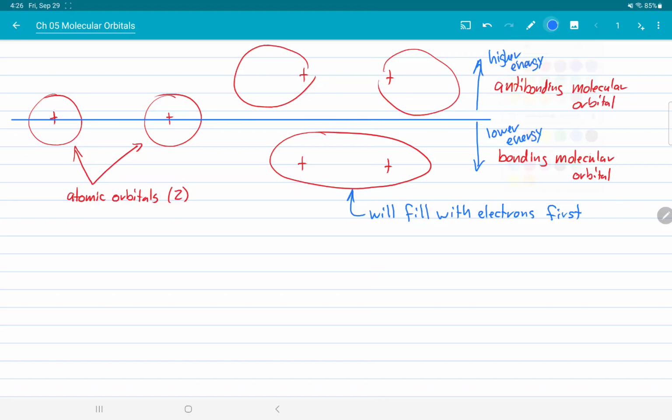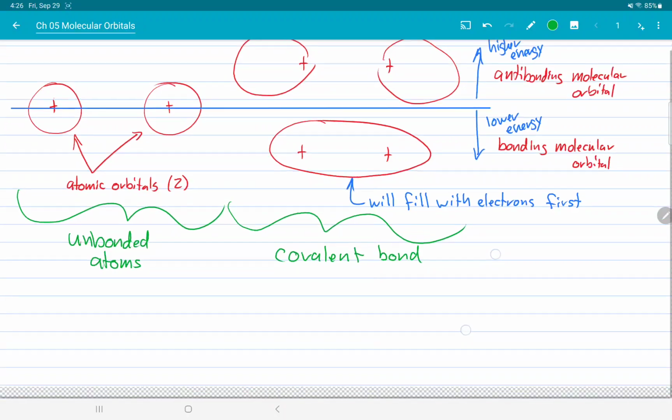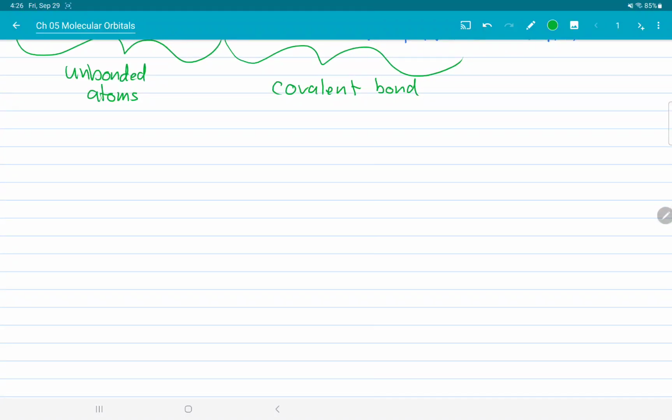So, okay, we have unbonded atoms, and we have a covalent bond over here. So this is our before, this is our after. Now, we follow this theme through when we start looking at molecular orbitals.